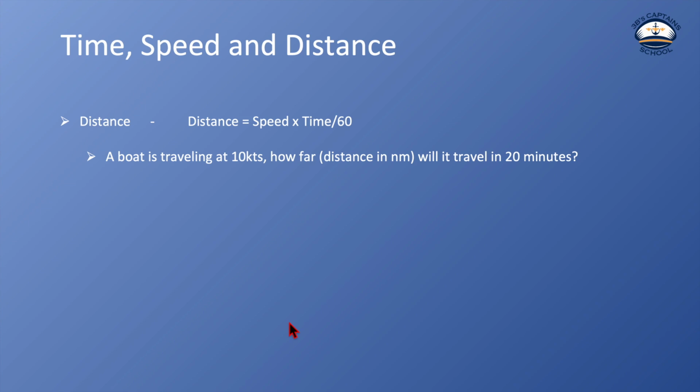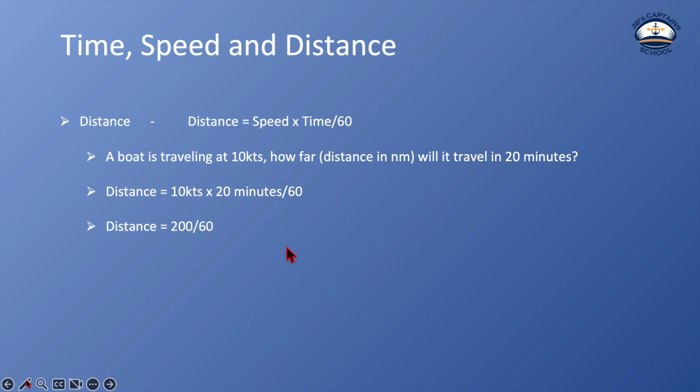All right, so let's do a distance problem here. Remember, distance equals speed times time divided by 60. A boat is traveling at 10 knots. How far will it travel in 20 minutes? All right, so our distance equals 10 knots, that's our speed, times 20 minutes, that's our time, divided by 60. So 10 times 20 is 200. 200 divided by 60 equals 3.3.